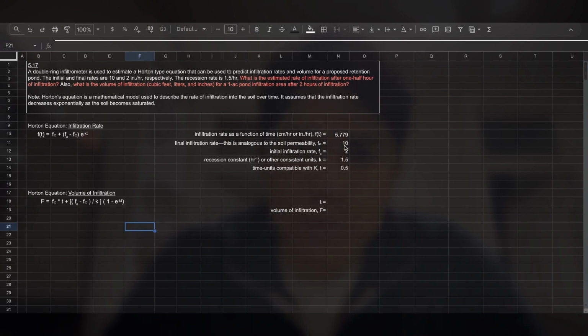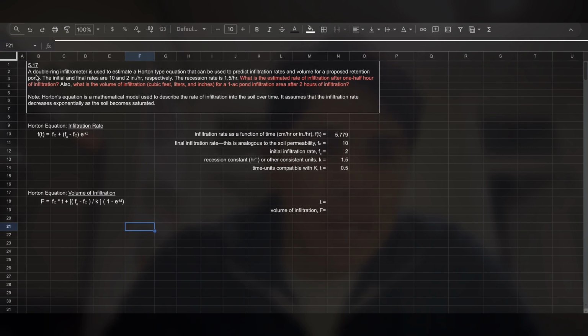I have it here already, but we'll go through them. We have two equations: one to find the infiltration rate of the water into the ground, and one to find the volume of the infiltration, how much water went into the ground during a given time duration.